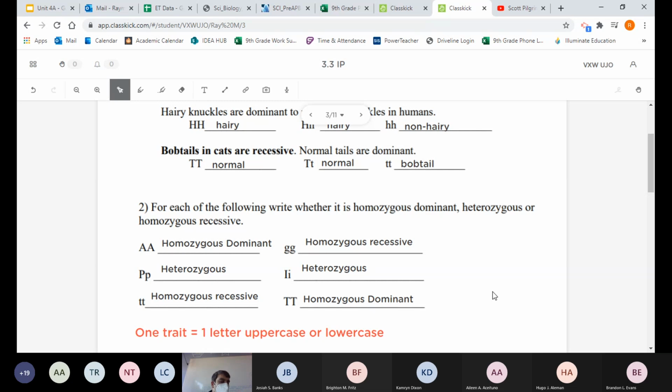I noticed this on some of y'all's class kicks yesterday when you were doing your heterozygotes. Some of y'all are mixing up letters. It's just going to be one letter at this point. It'll get more complicated later. Don't you worry about that. But for now, that's where we are.